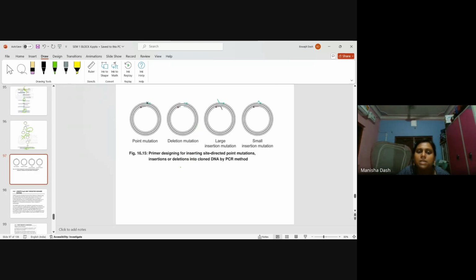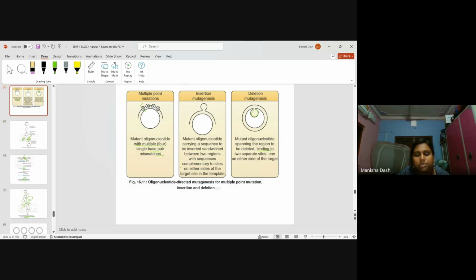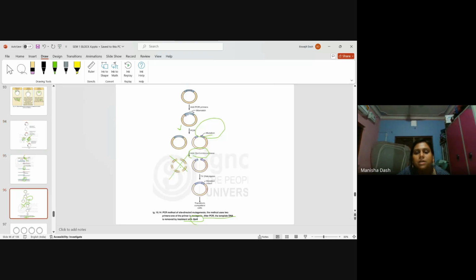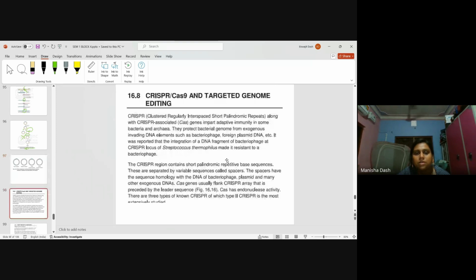Okay, so this is something similar to what we discussed here. Multiple primers you can use to identify the mutated versions where there is a single mutation, a point mutation, or there has been deletion mutations, or there are large mutations or small mutations. These are the primers that are designed for inserting site-directed point mutations.